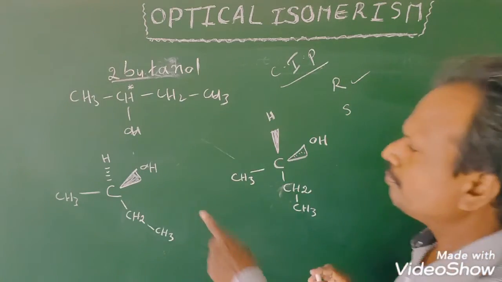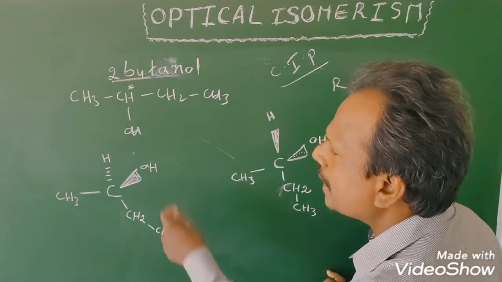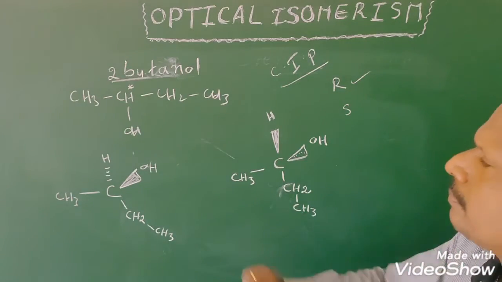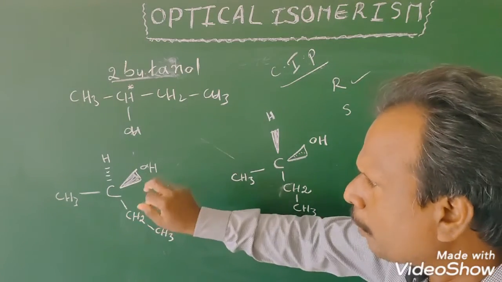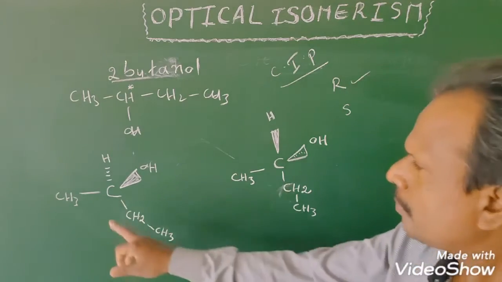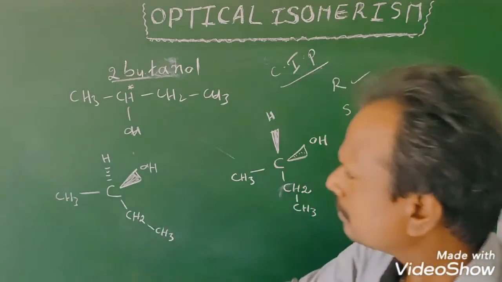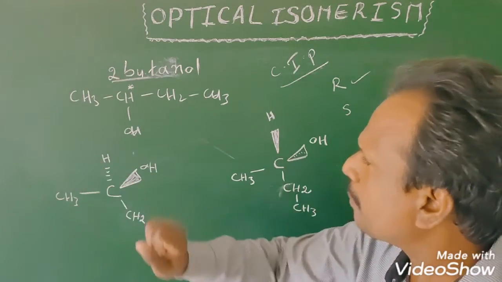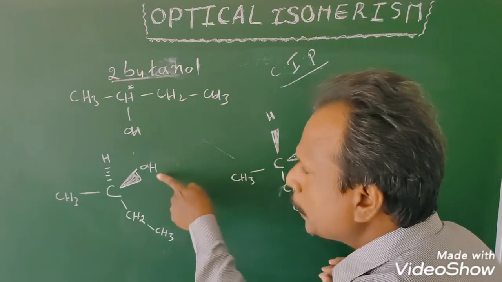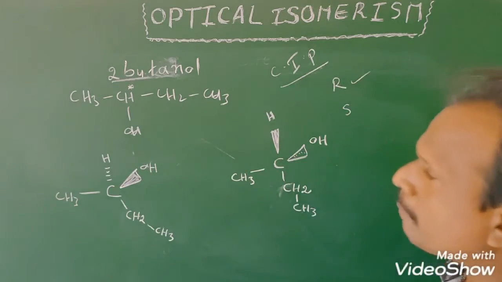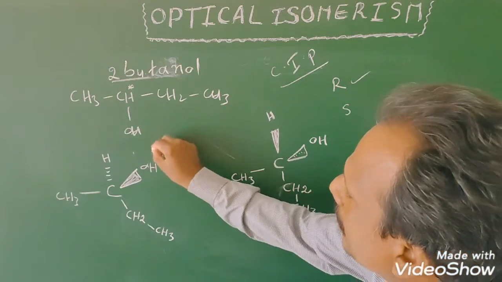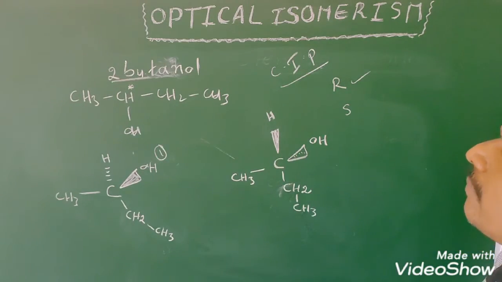For example, in this compound, how can I assign the four groups as 1, 2, 3, 4? In this group, O is the linked atom. In this group, C is the linked atom. In this group, also C is the linked atom. In this group, H is the linked atom. Among the four groups, the group whose atom with the highest atomic number is linked to the chiral carbon gets priority. So OH is the 1. It is labeled as 1. Next one.